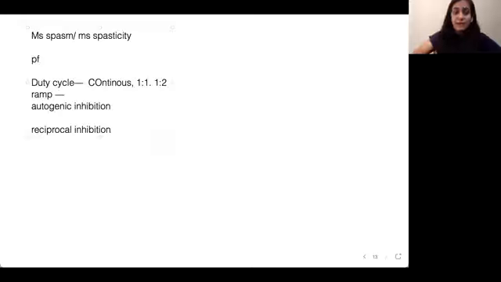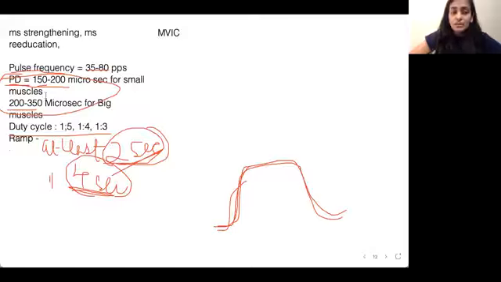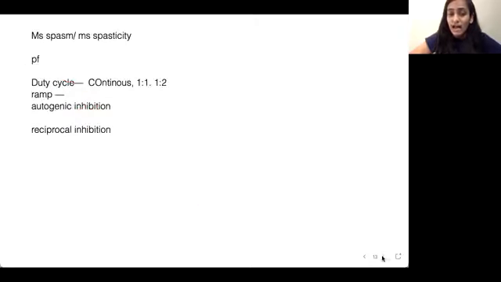Do you use the spasticity parameters, or do you use the muscle weakness parameters that we did earlier? If you want to activate the triceps, you have to use the muscle weakness parameters. That means we go back to pulse frequency, pulse duration, duty cycle being greater than 1 to 3. So 1 to 4, 1 to 5, and ramp at least 2 seconds, right? Because now you are not fatiguing the biceps, but you are activating the triceps in order to reduce the spasticity of the biceps.